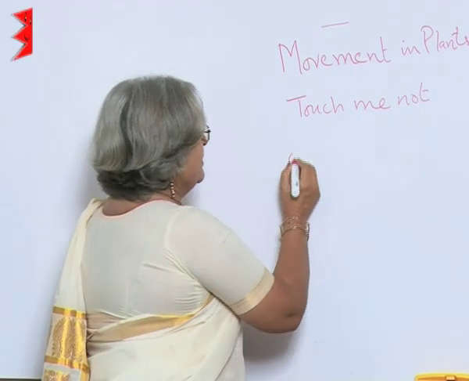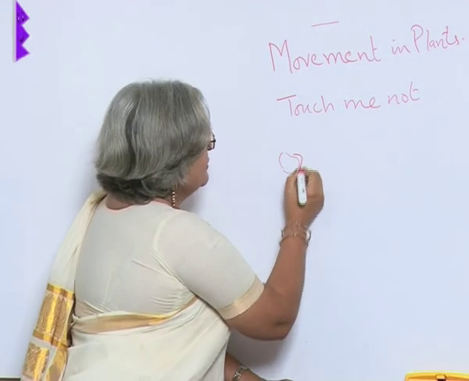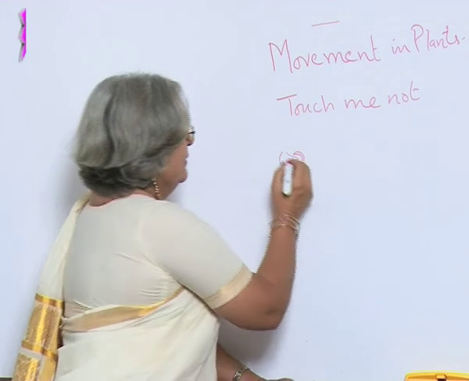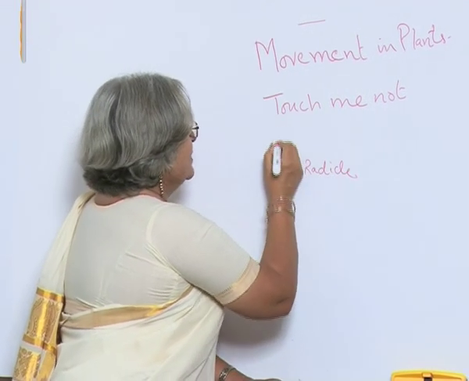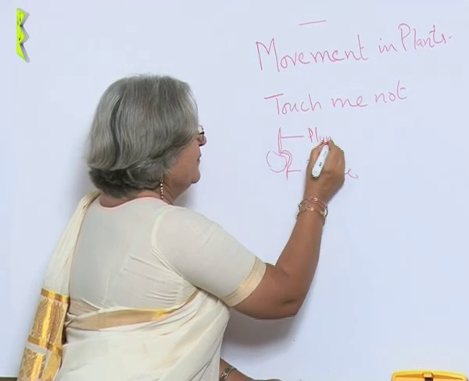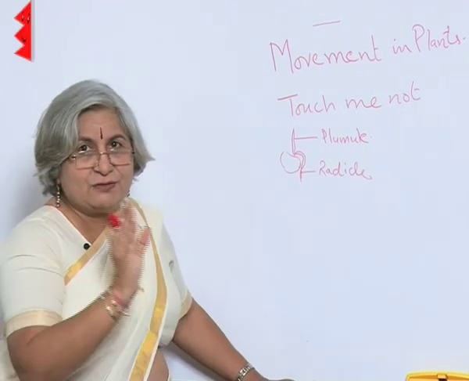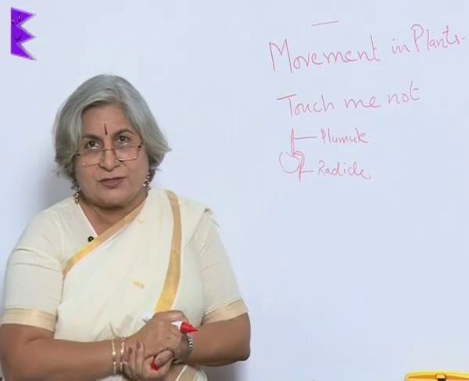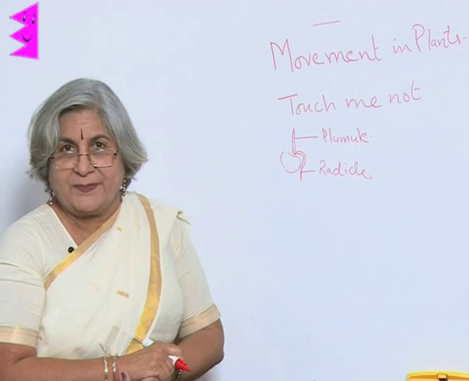There is another kind of movement also. You take a seed and let it germinate. A root-like structure grows out of it, and that is the radicle, and the stem-like portion goes up, and that is the plumule. Now there is movement, and due to this movement the plant is able to come out of the soil and the roots grow into the soil.